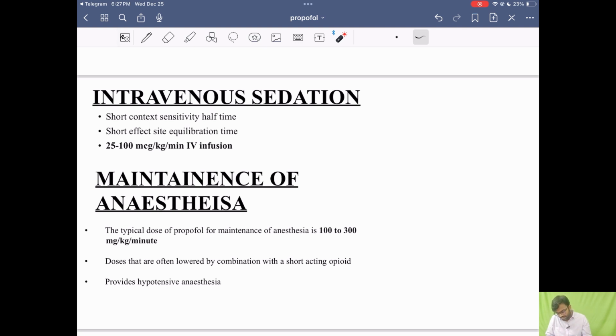I'm sorry, this is an error here. It's not milligram, it's microgram per kg per minute. 100 milligram per kg per minute, please don't give it to the patient.